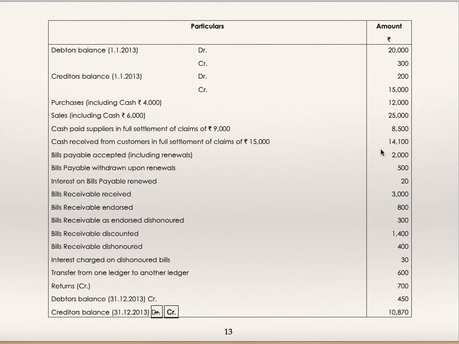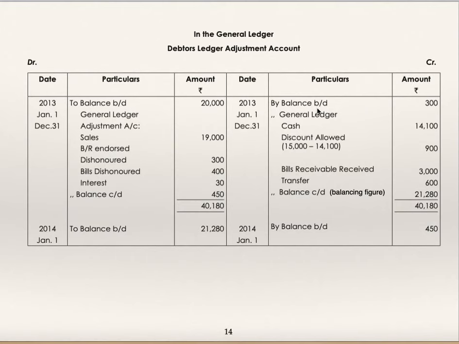Cash received from customers in full settlement of claim 15,000, 14,100. Received from customers, that is debtors, 14,100, and discount is the difference between these two, that is 900. Cash and discount 14,100 and 900. Heading is general ledger adjustment account. Below that cash and discount.